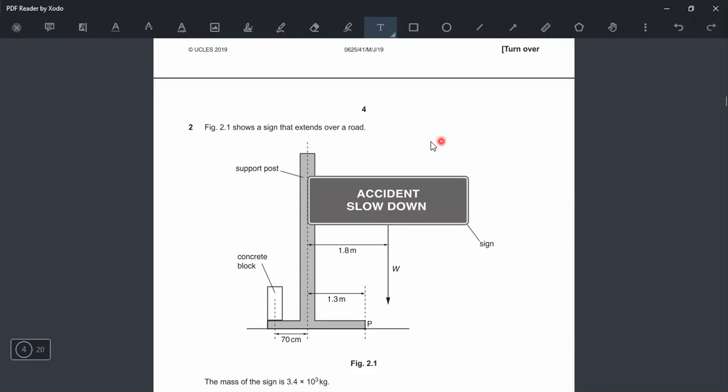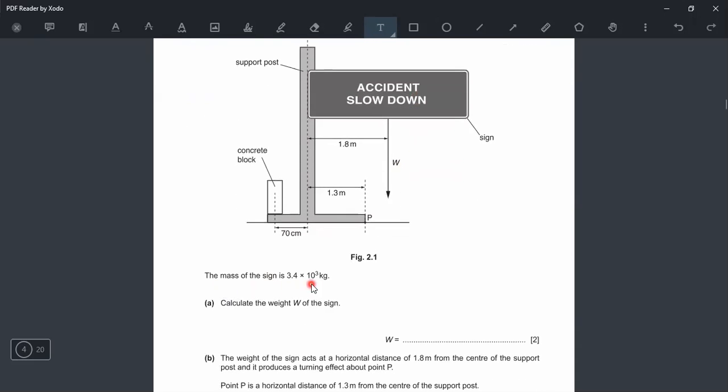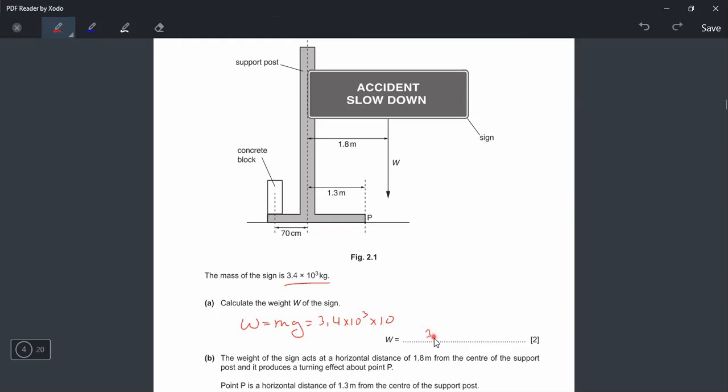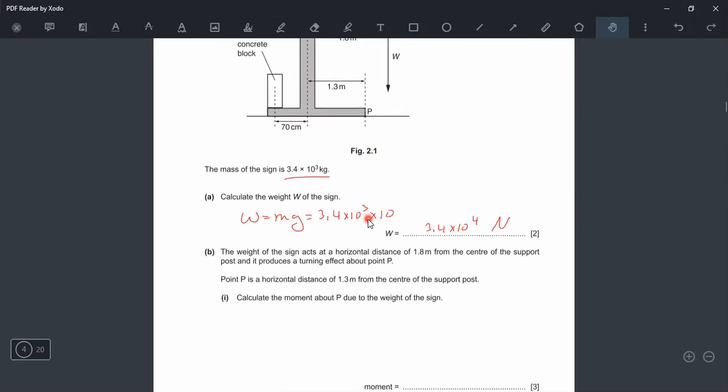Figure 2.1 shows a sign that extends over a road. The mass of the sign is 3.4 times 10 to the power of 3. So let's mark that number down. Calculate the weight of the sign. Easy. So mg, which is mass times 10. So 3.4 times 10 to the power of 3 times 10. This gives you 3.4 times 10 to the power of 4 newtons. By the way, you can write your answers down in standard form, or you can just write the whole number down, but I prefer standard form, and so does the examiner.